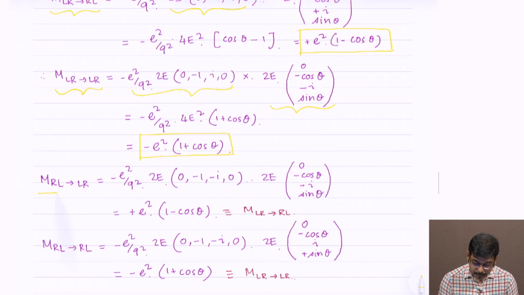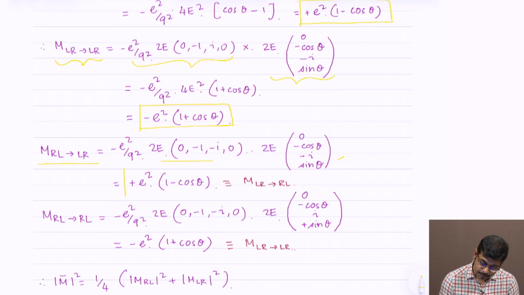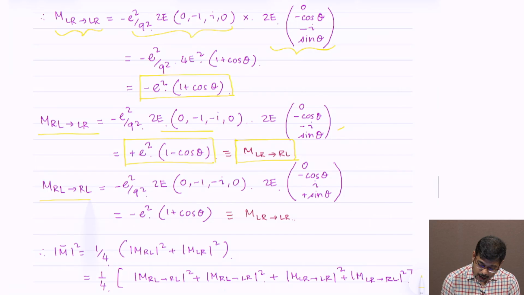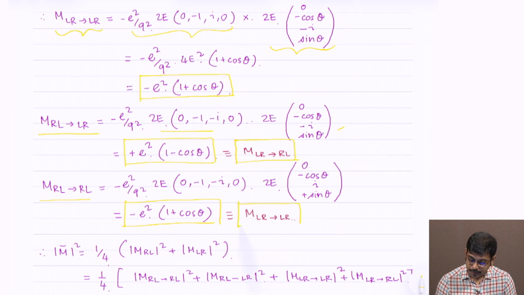You do m RL to LR, and once again you take the individual currents, multiply them, and find that this is coming out to be E square into 1 minus cos theta, which is the same as LR going to RL. And similarly for RL going to RL, you find that this is coming out to be minus E square into 1 plus cos theta, which is m of LR going to LR. Now, this is amazing, right?